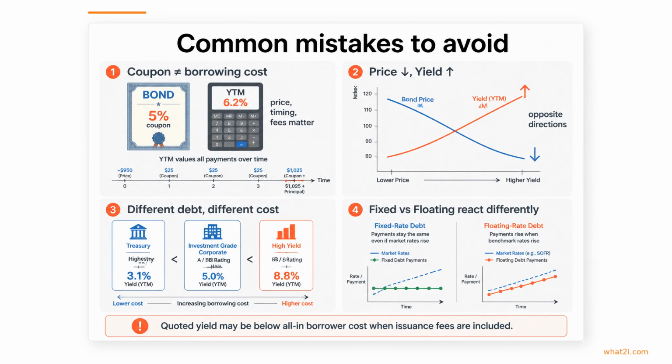The biggest mistakes usually come from mixing up contract terms with market economics. Keep these anchors in mind. Coupon rate is not the same as borrowing cost. Bond prices and yields move in opposite directions. Different borrowers face different costs, and fixed-rate debt does not react the same way as floating-rate debt.